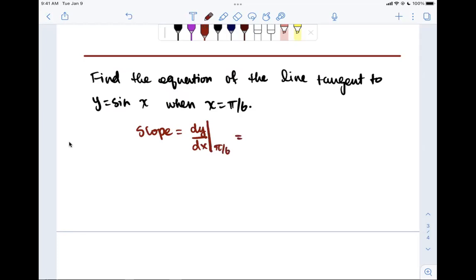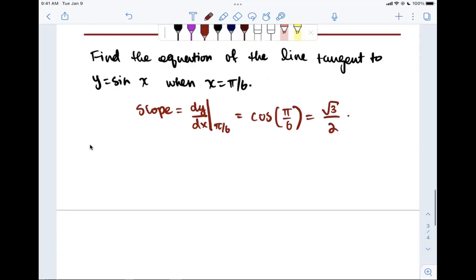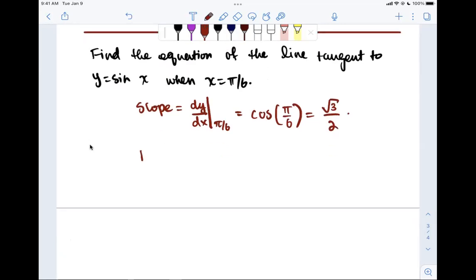So what is dy dx? Well, y is equal to sine of x. So dy dx is the derivative of sine of x, which is cosine of x. And since we're evaluating that at pi over 6, this is going to be cosine pi over 6, which is root 3 over 2. And then the point on the line, we're just going to substitute. So x is going to be pi over 6.